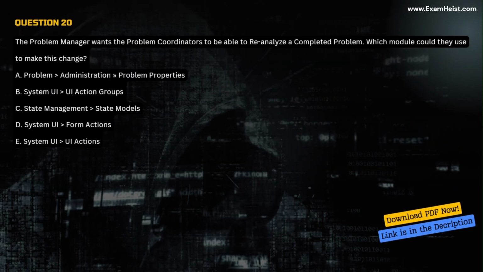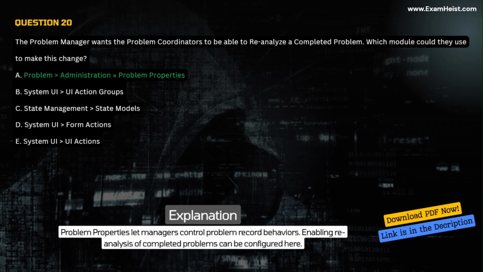Question 20. The problem manager wants the problem coordinators to be able to reanalyze a completed problem. Which module could they use to make this change? A. Problem Administration Problem Properties. B. System UI Action Groups. C. State Management State Models. D. System UI Form Actions. E. System UI actions. Correct answer A. Problem administration problem properties. Explanation. Problem properties let managers control problem record behaviors. Enabling reanalysis of completed problems can be configured here.